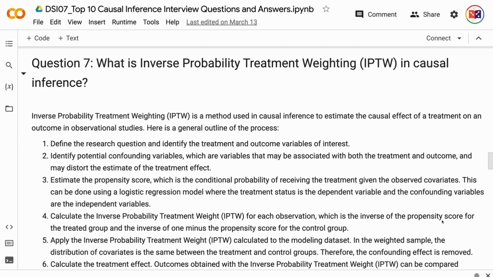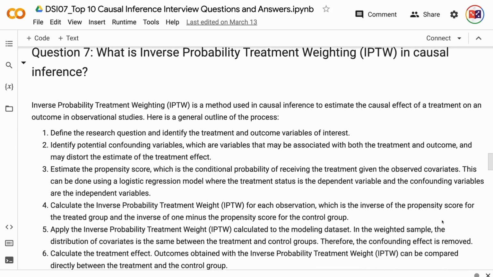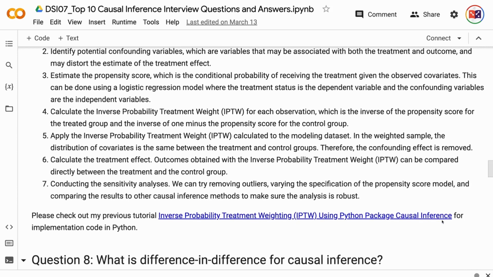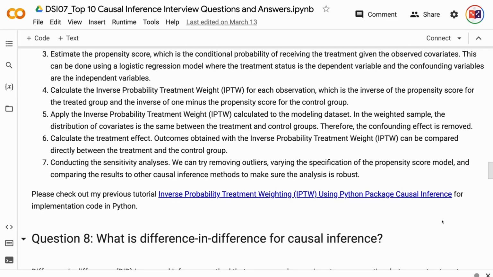4. Calculate the inverse probability treatment weight for each observation, which is the inverse of the propensity score for the treated group and the inverse of 1 minus the propensity score for the control group. 5. Apply the inverse probability treatment weight calculated to the modeling dataset. In the weighted sample, the distribution of covariates is the same between the treatment and control groups. Therefore, the confounding effect is removed. 6. Calculate the treatment effect. Outcomes obtained with the inverse probability treatment weight can be compared directly between the treatment and the control group.